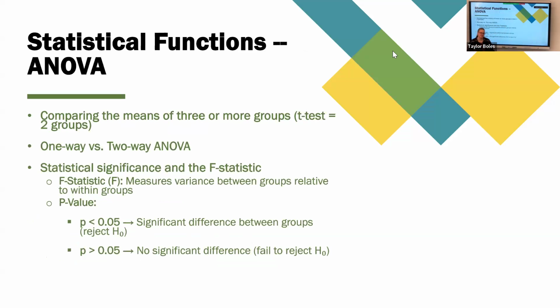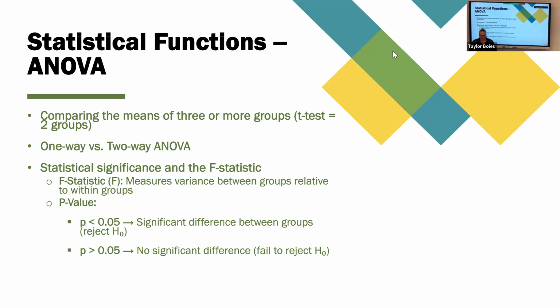So the last big statistical test we'll go over is the ANOVA. The ANOVA is where you compare the means of 3 or more groups. So the t-test compares two groups, ANOVA compares 3 or more groups. You can do a 1-way or a 2-way ANOVA. And for interpretation, you'd look at the F statistic or the p-value. The F statistic measures variance between groups relative to within groups.